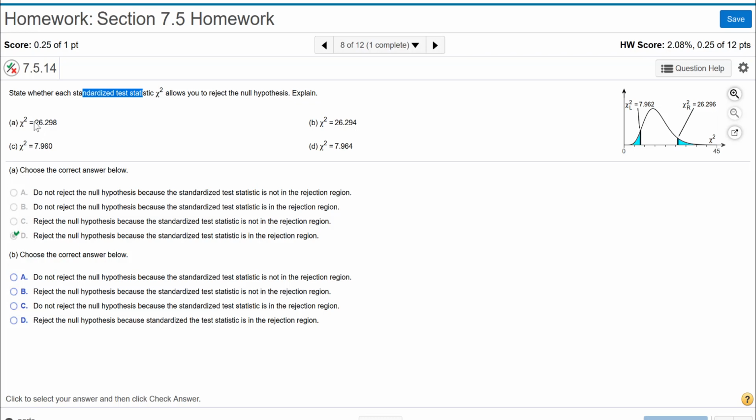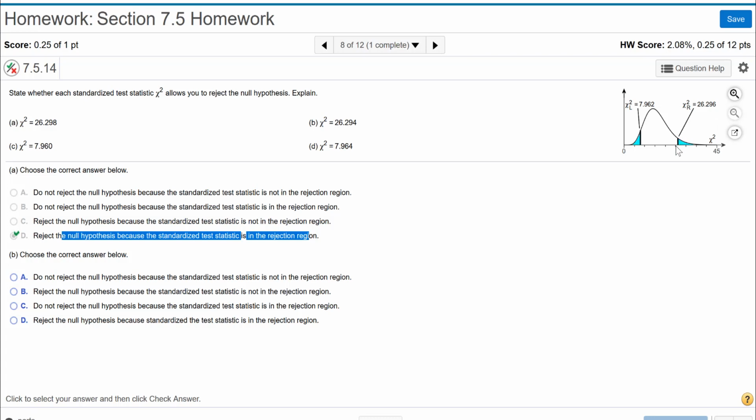I did the first one already here. So 26.298, you're looking at the right-hand side, and you're comparing it to 26.296. Well, 26.298 is going to be in the rejection region, so we reject the null hypothesis because the statistic is in the rejection region. All right, 26.294 compared to 26.296.